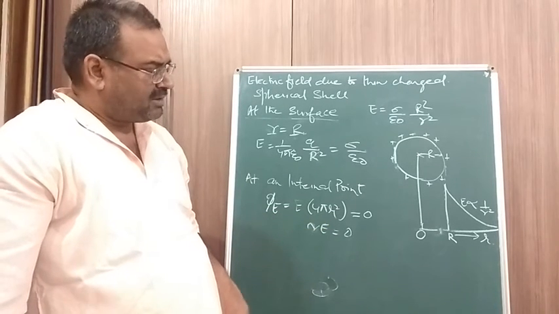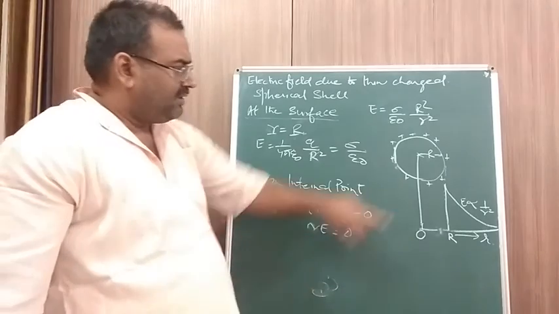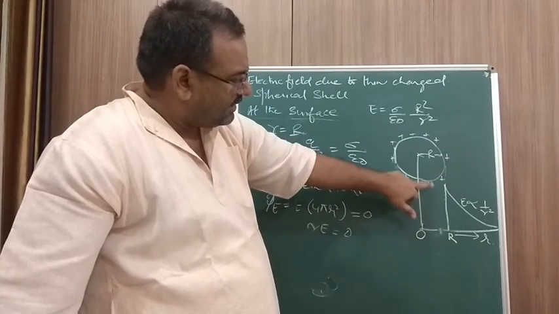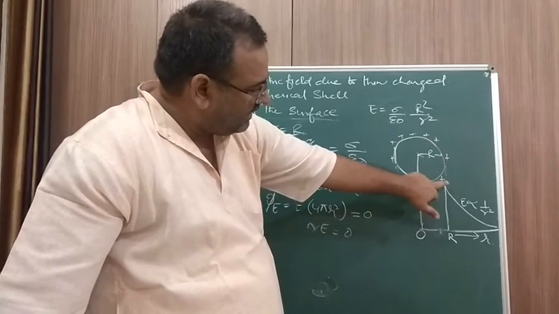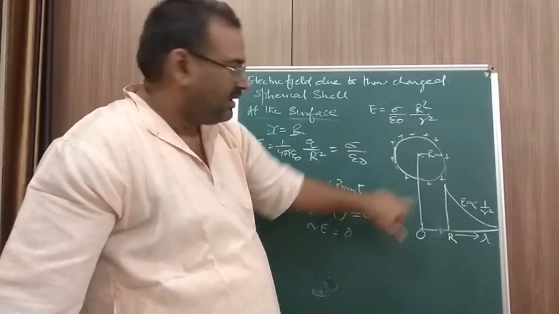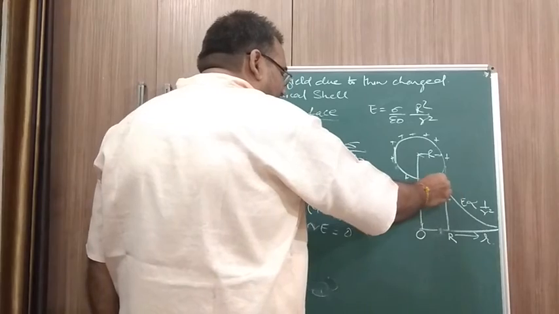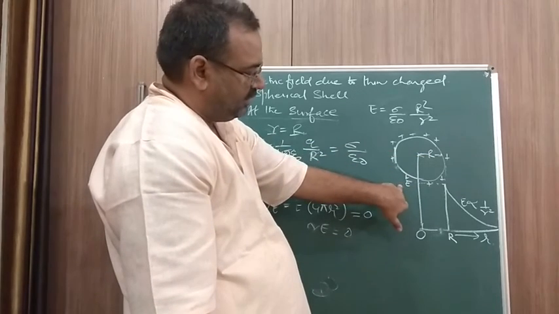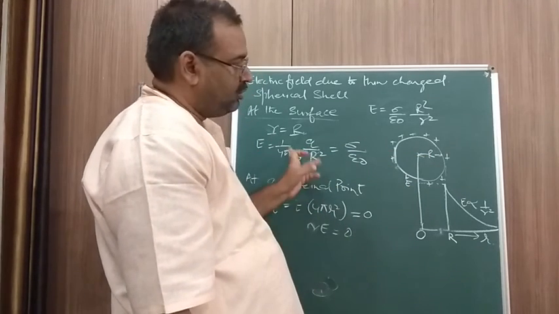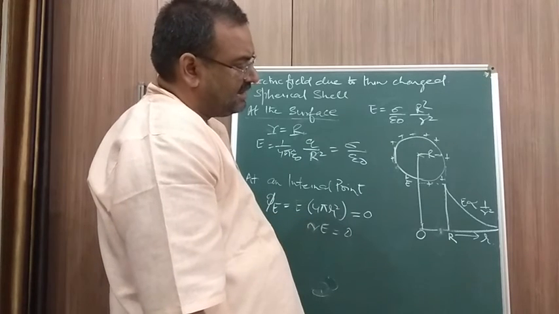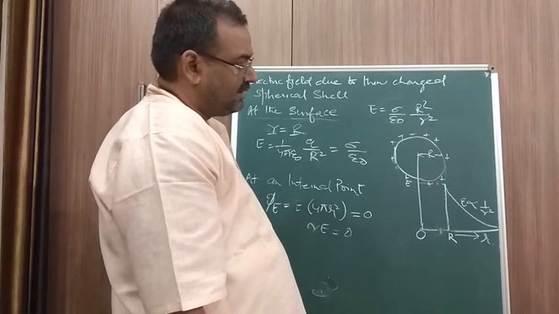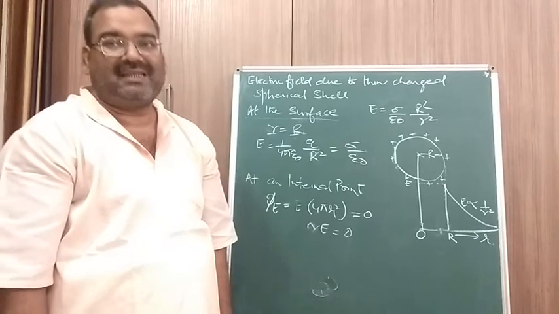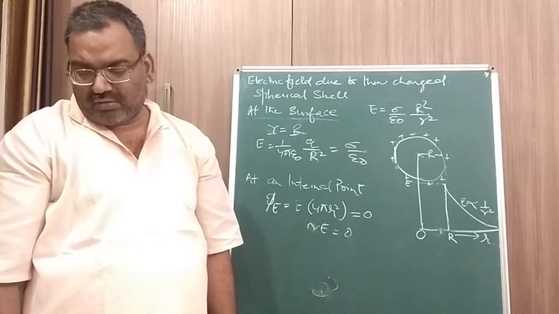Now we can put this into a graphical representation. We have a spherical shell of radius R. Inside, you can find there is no line; the electric field inside is 0. The electric field at the surface is E, given by the formula 1 upon 4 pi epsilon naught Q upon R square. And as the distance increases from the center, the electric field is inversely proportional to the square of the distance. So there are three conclusions here.